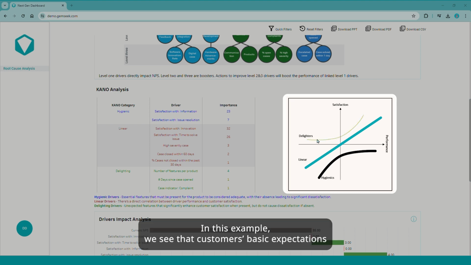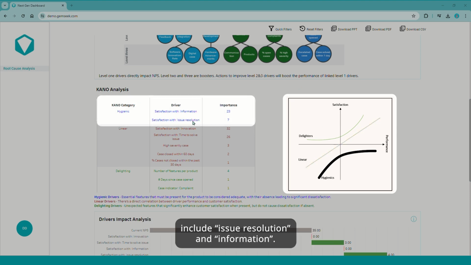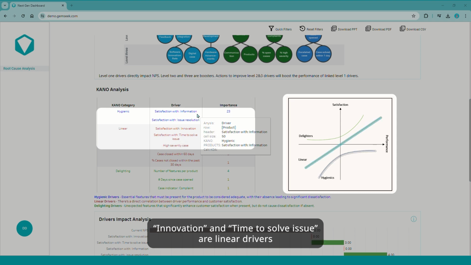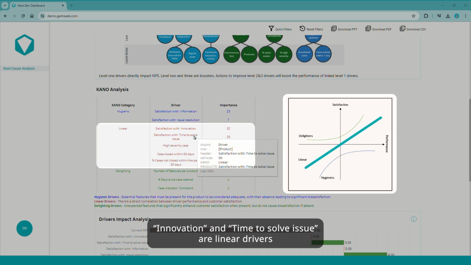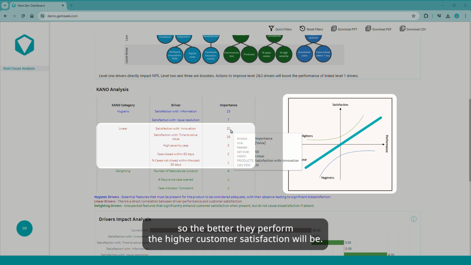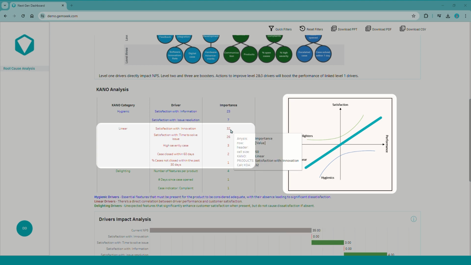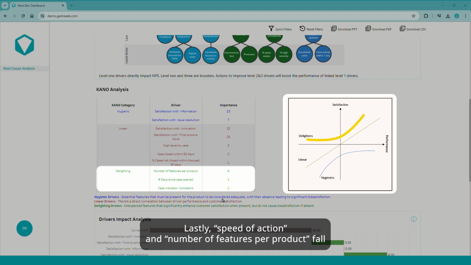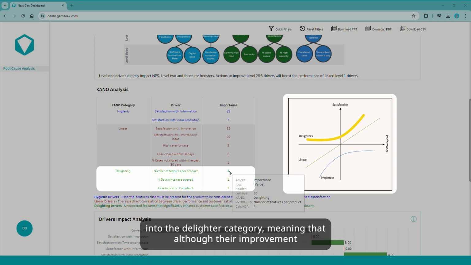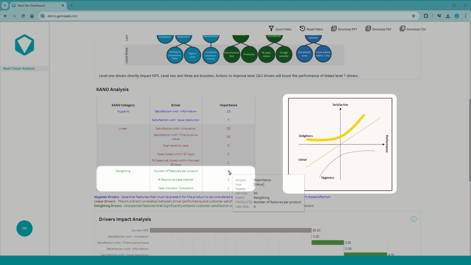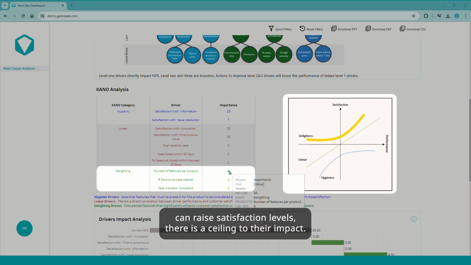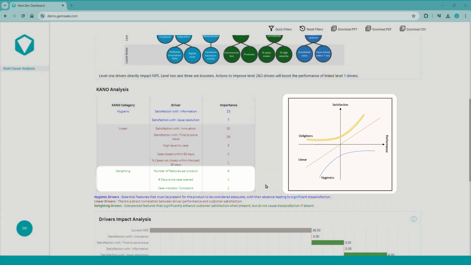In this example, we see that customers' basic expectations include issue resolution and information. On the other hand, innovation and time to solve issue are linear drivers, so the better they perform, the higher the customer satisfaction will be. And lastly, speed of action and number of features per product fall into the delighter category, meaning that although their improvement can raise satisfaction levels, there is a ceiling to that impact.